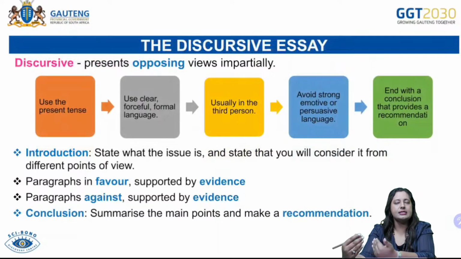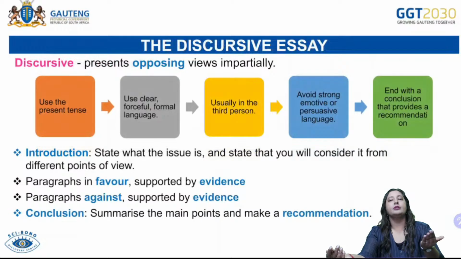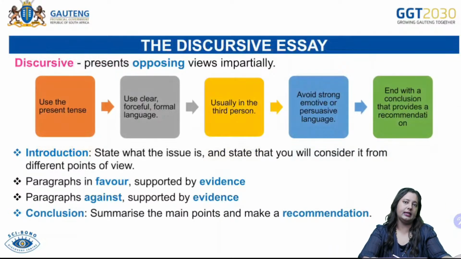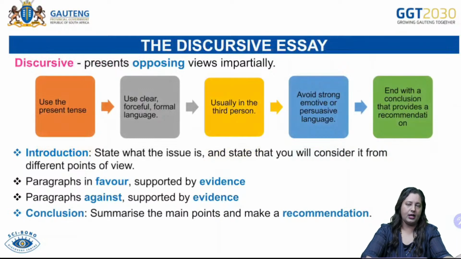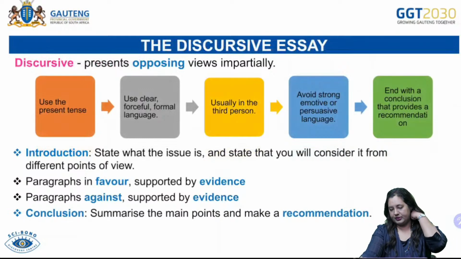Okay, so the next one is the discursive essay, which is now where we're including both points of view. Again, it's similar to the argumentative, now that you have included the second part, which is either the against part or the for part, which you might have chosen not to in the first part.